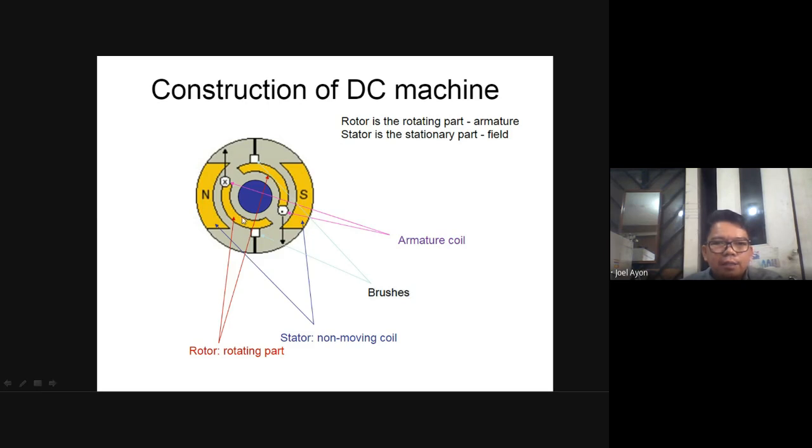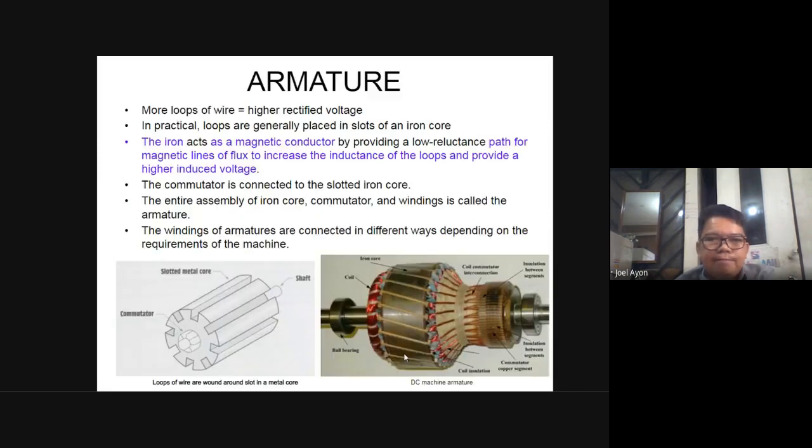Schematic in the sense it's using symbols. But also, just remember schematic diagrams use schematic symbols. Right? So, armature.